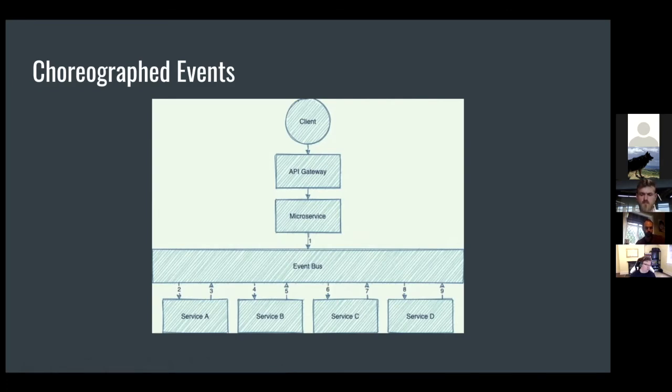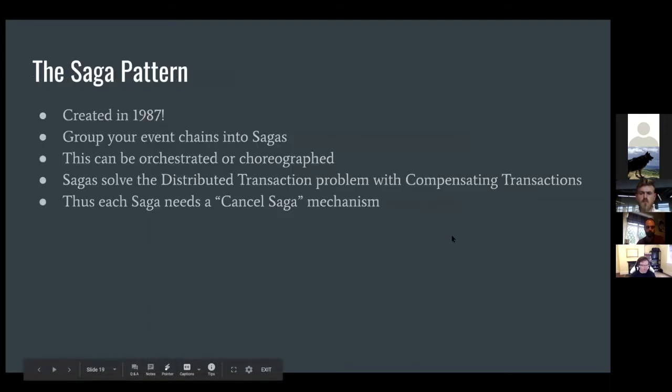But neither of these patterns do a really good job with unhappy path scenarios. So is there a pattern that can help us? Well, yes, there is. The Saga pattern. It was created in 1987, so it's not a new pattern. It's a pattern that's now used as a microservices architectural pattern to implement a transaction that spans multiple services.